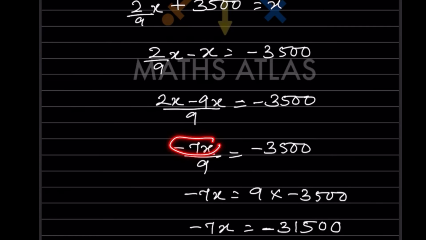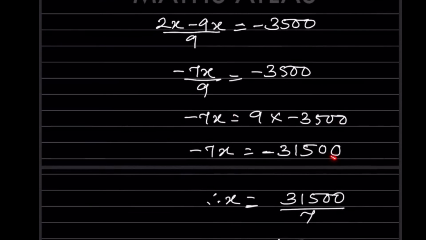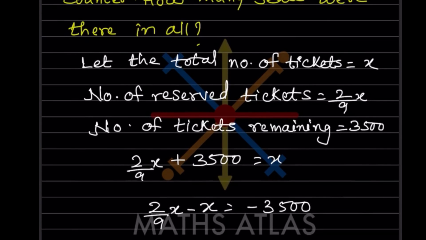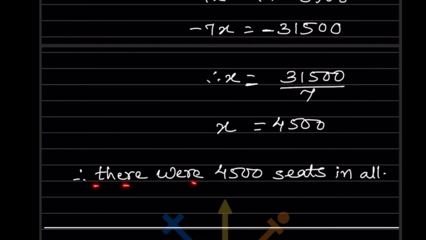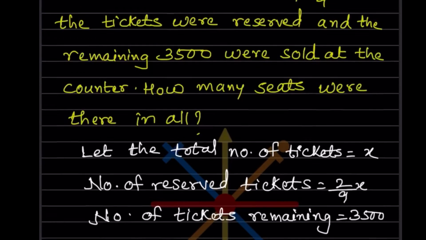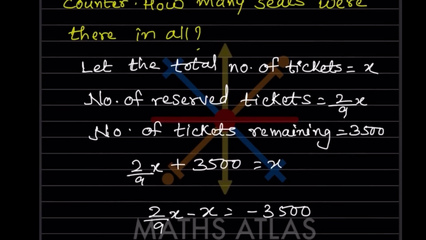So minus 7x is going to be, when you bring this 9 on this side, 9 into, you can also put a bracket over here. So minus 7x is equal to, when you multiply this, minus 31,500. So x is going to be, see here, minus on both sides means this becomes plus. So 31,500 divided by 7. When you divide, you get 4,500. This x is nothing but the total number of tickets they have asked. So we have to write this there. So there were 4,500 seats in all.